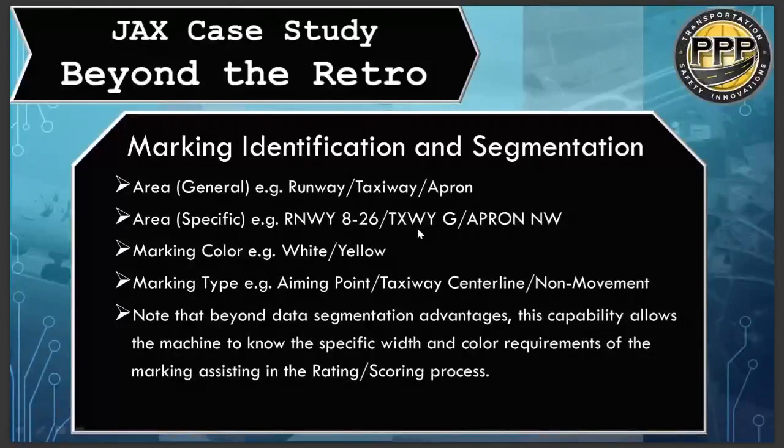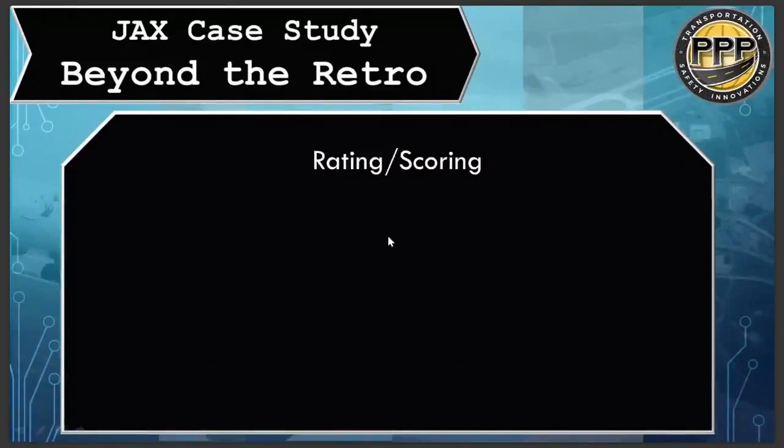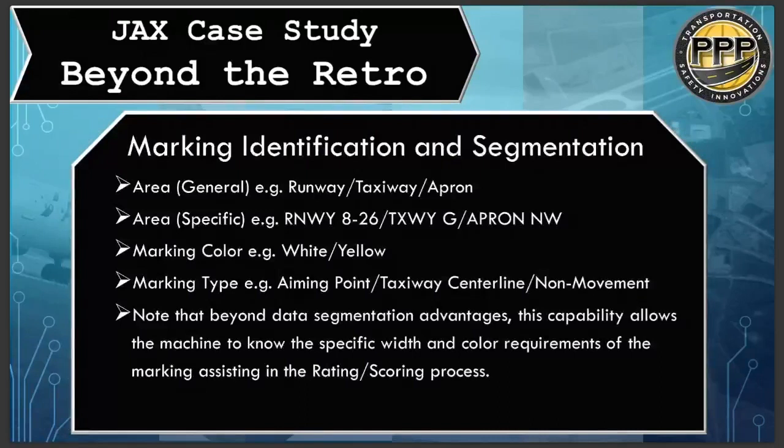We had color, marking color, white and yellow, and marking type: aiming point, taxiway, center line, and non-movement as examples. By doing this, we can segregate or segment that data. For instance, if you wanted to know how much white you were going to have to replace, you could run that. You could say, where did runway 8/26, how did it do? And what about just its aiming points?